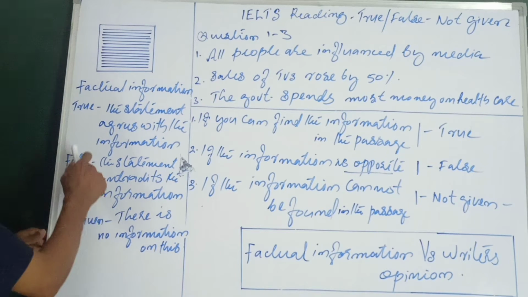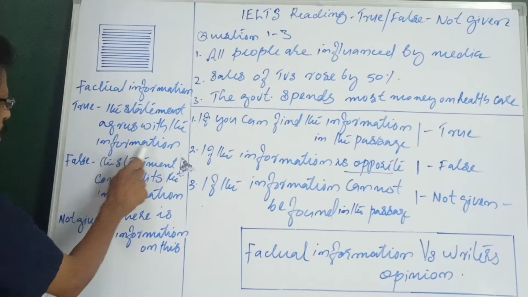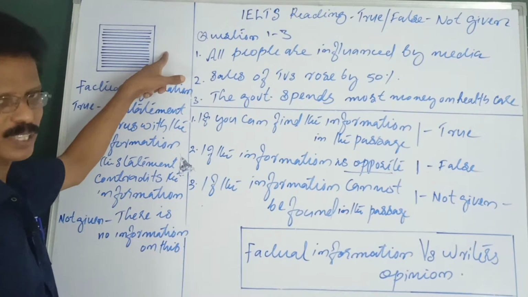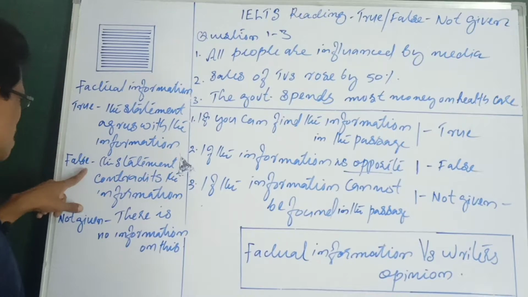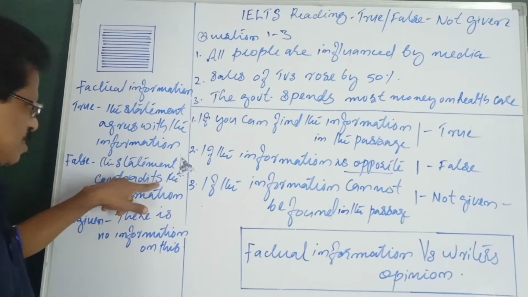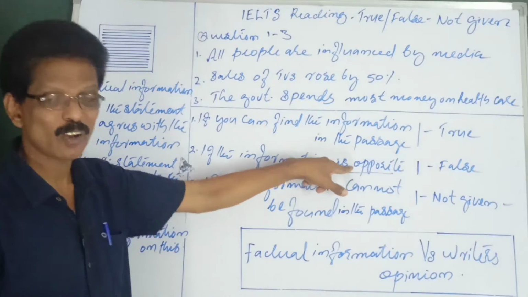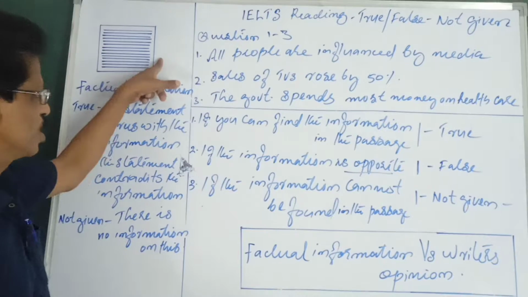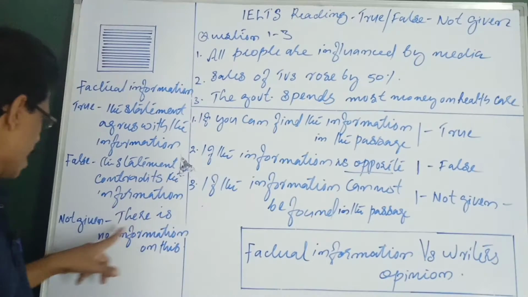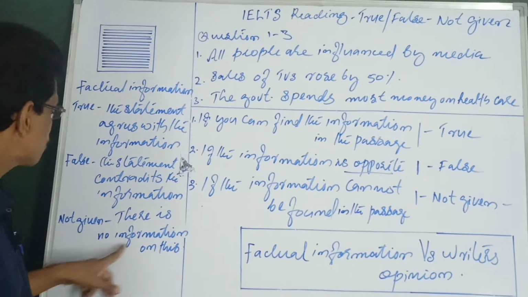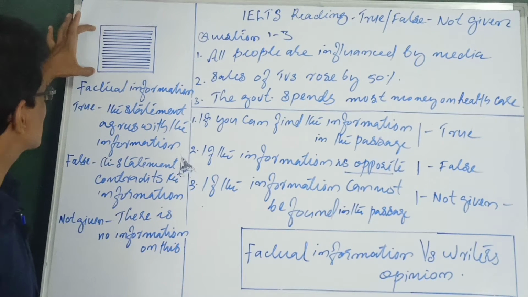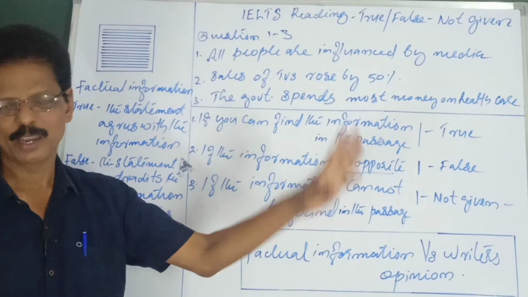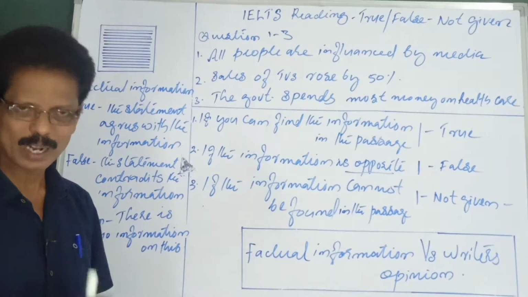So, true means what? The statement agrees with the information given in the passage. Agrees with. False means the statement contradicts or is opposite. It's a contradictory statement. If it contradicts what is given in the passage, your answer is false. And not given means there is no information on this in the passage. What the writer means, the meaning of the passage, no connection. It's unconnected.